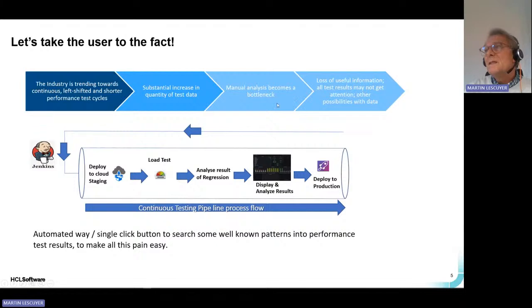But running a performance test generates lots of data, a huge amount of data over time. And that manual analysis is becoming a bottleneck. So what we have done is to provide a single-click button, a fully automated way to scan performance test results and look for patterns like this one, so that you're not missing important things in your test results, right?